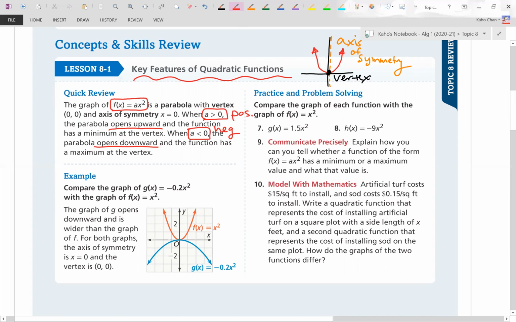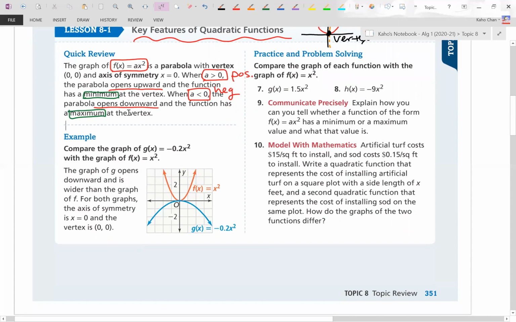So when it opens upward, it has a minimum, because its lowest point's right there. When it opens upside down, it has a maximum. So we have the lowest point and the highest point, depending on which way it's opening, yeah? And that's based off of the minimum and the maximum right there for the vertex. Here's an example of one that's graphed.